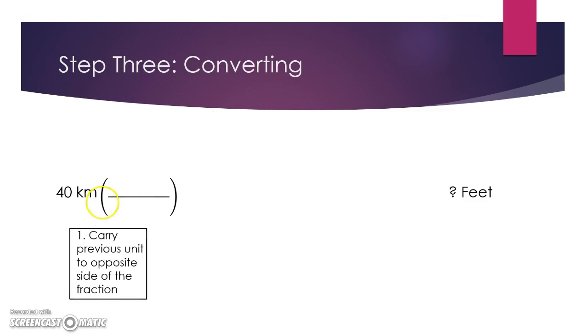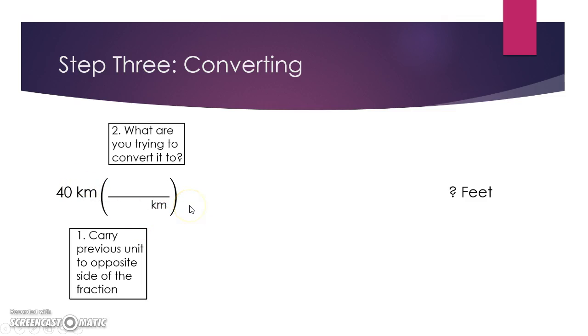So, first you draw a fraction. Then, the next step is you want to carry the previous unit, the unit from the previous fraction, to the opposite side of the current fraction. So in this case, the previous unit is kilometers. So you carry kilometers down to the bottom. Now, it says opposite side because sometimes you will get something like miles per hour, and then you're going to have to carry the hour up and across. But in this case, it's just 40 kilometers over 1. So it's just kilometers down and across.